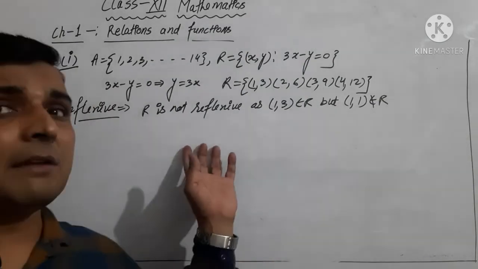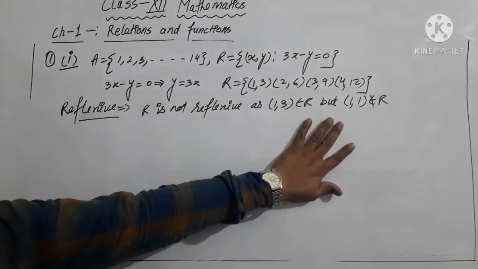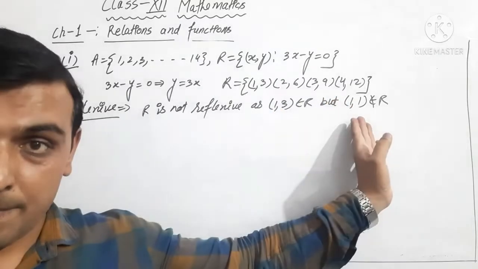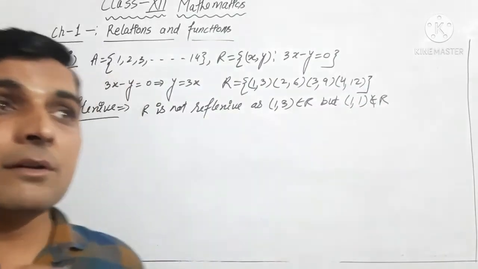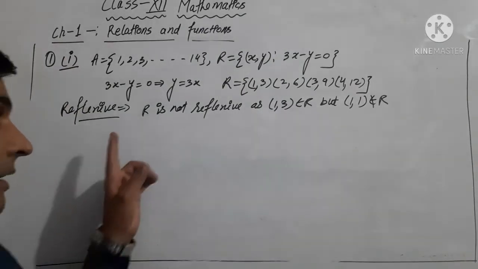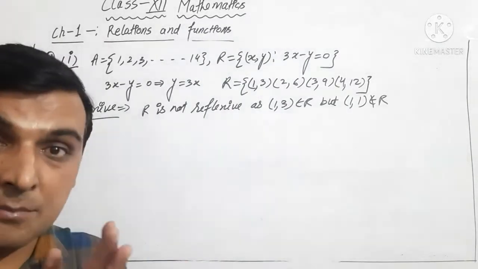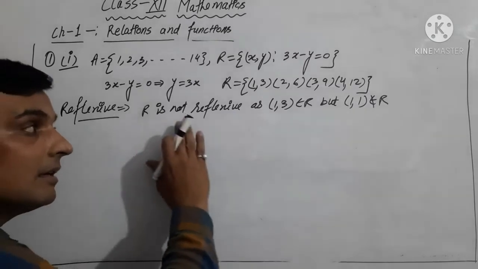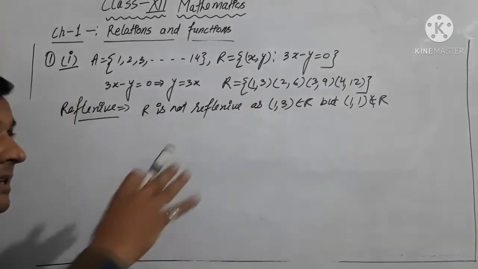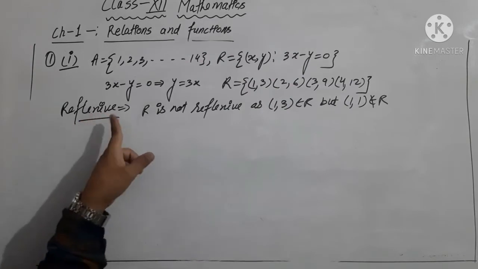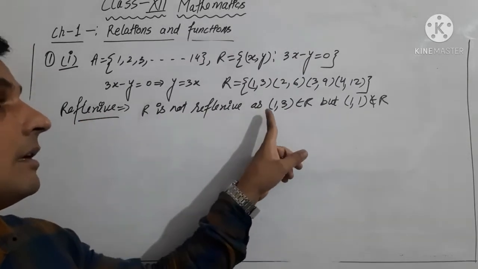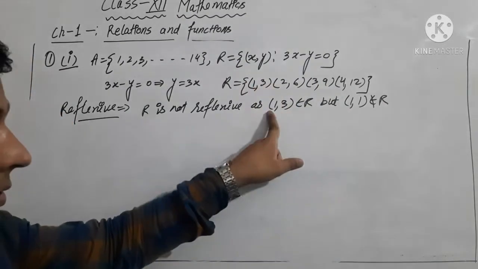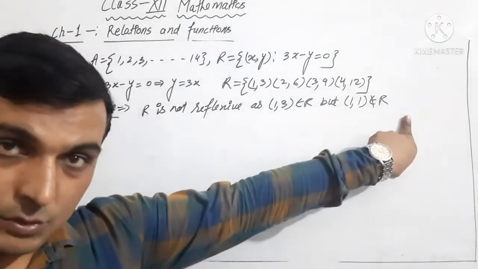If the condition fails, then we have to give an ordered pair for which the condition is false. If the condition is true, then we will not give any example, and if the condition is false, then we have to give an example. By an example, we have to show that the relation is not reflexive. We are discussing the relation. A relation will not be reflexive if A comma B belongs to R, but A comma A does not belong to R. Here 1 comma 3 belongs to R, but 1 comma 1 does not belong to R.